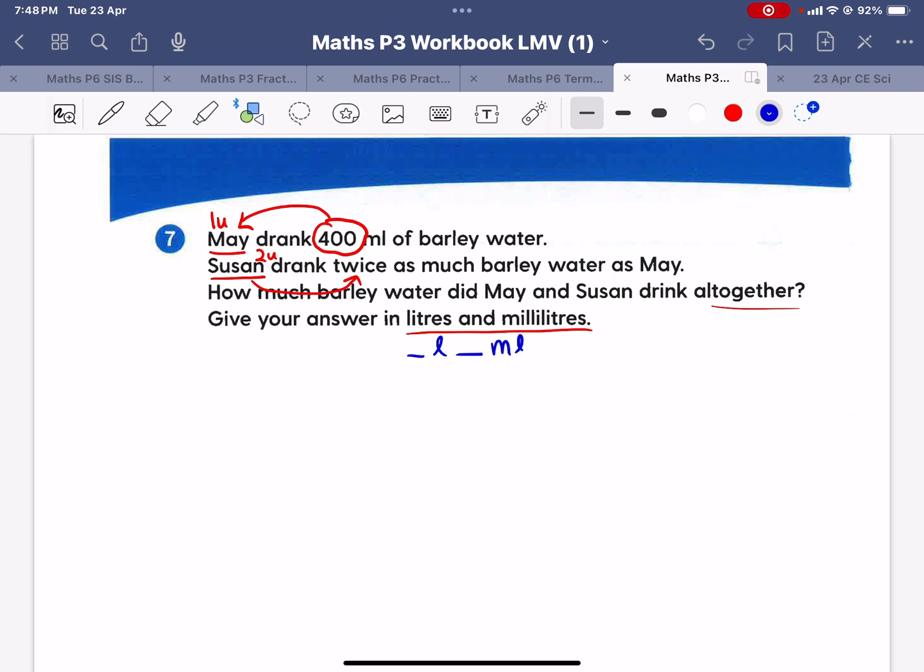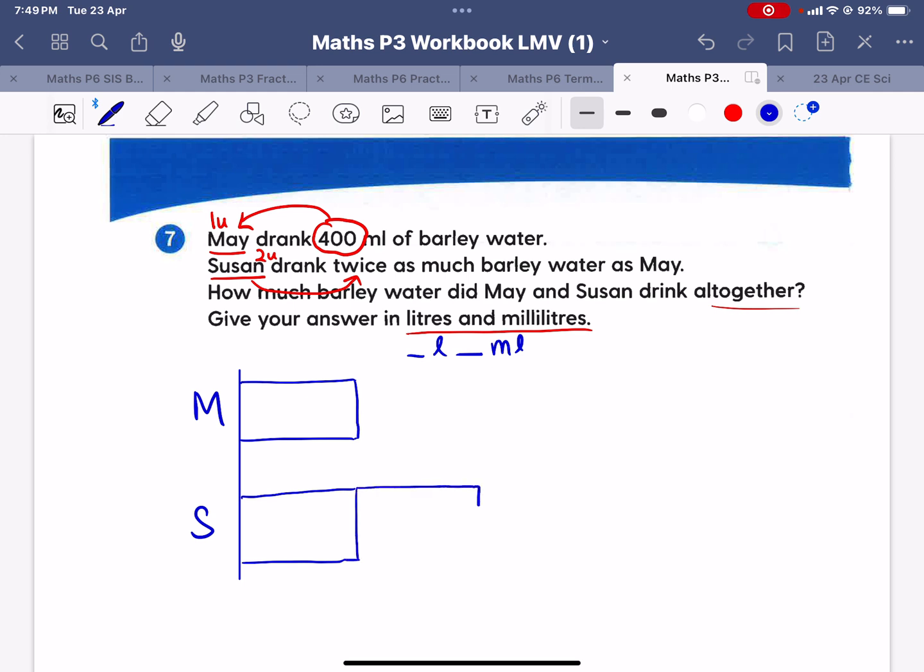So over here we have got 2 people. So we are not going to be doubtful what model to use. Over here we are very clear that we are comparing 2 people, May and Susan. Okay, now we have already established that Susan is 2 units worth and May is only 1 unit worth. So May is going to be 1 unit. Let's start off with May first. And then we're going to have Susan with the same equal box size, but 2 times of it.